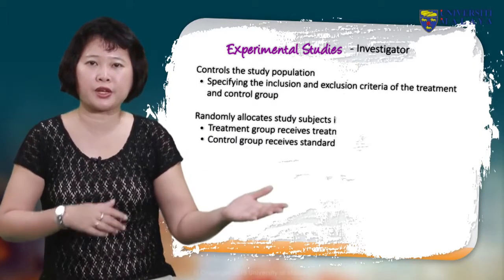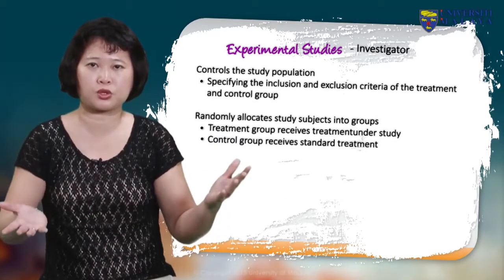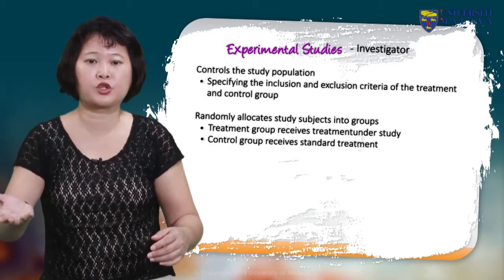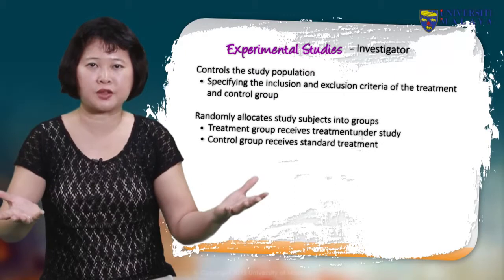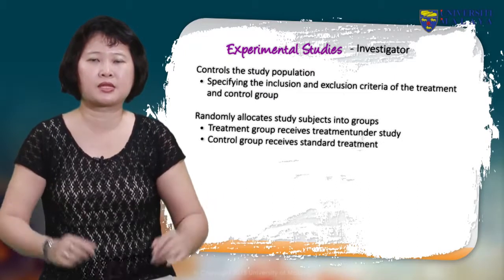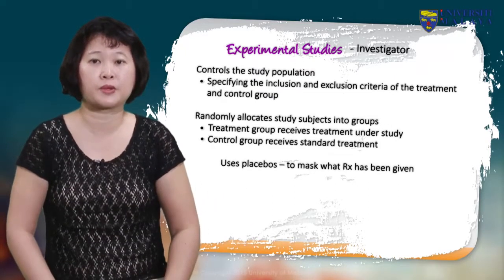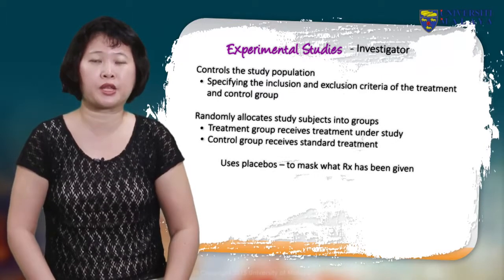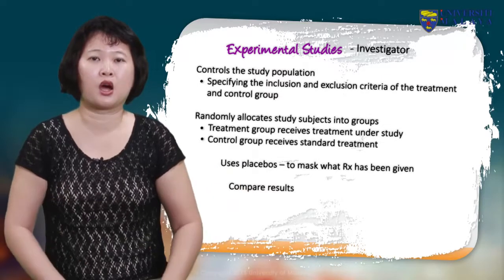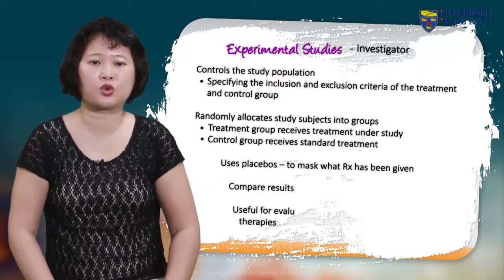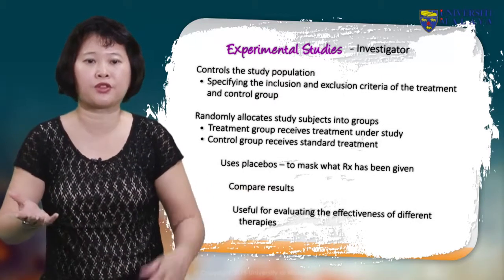Study subjects are then randomly allocated into two groups: the treatment group, which receives the treatment under the study, and the control group, which receives standard treatment. Sometimes the investigator will use placebos to mask what treatment has been given. Results are then compared. A randomized controlled trial is used to evaluate the effectiveness of different therapies.